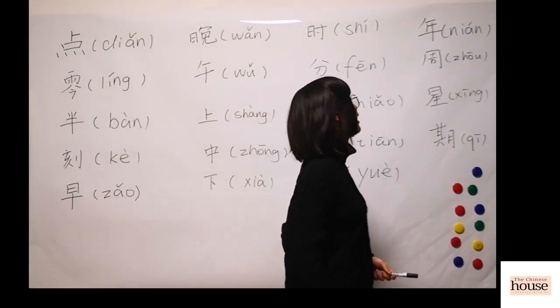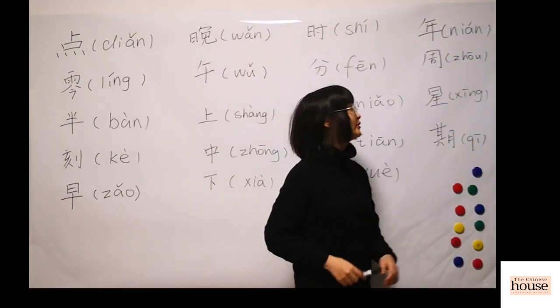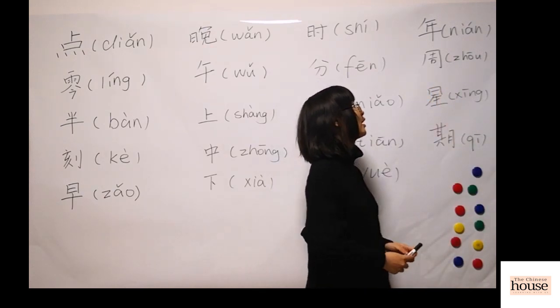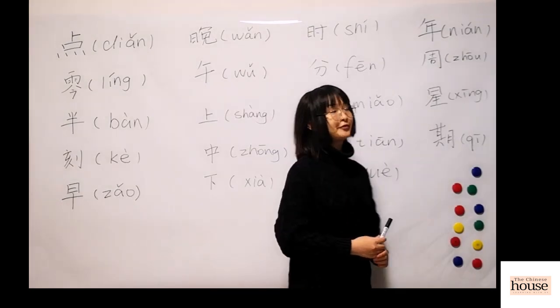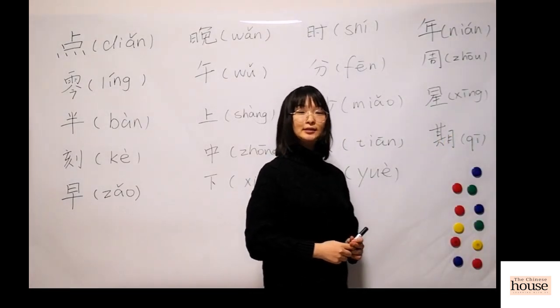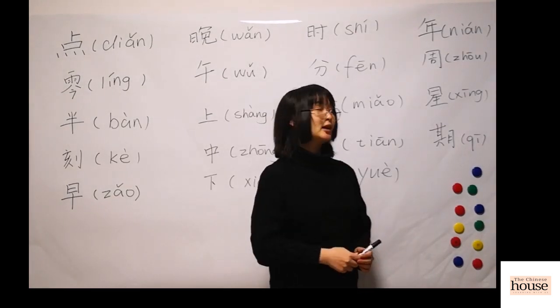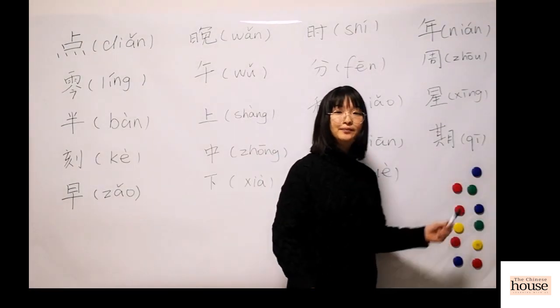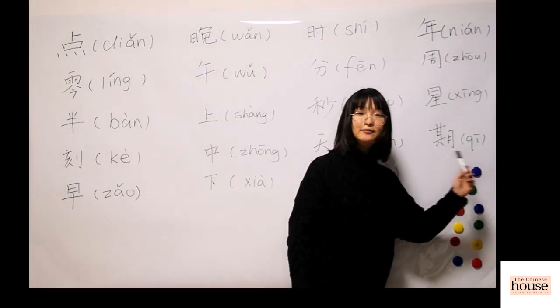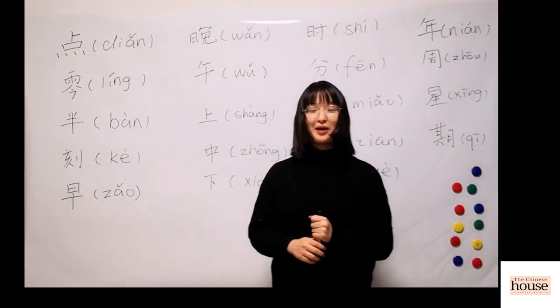年, second tone. 周. 星. 七, flat tone. So these are the new characters today.